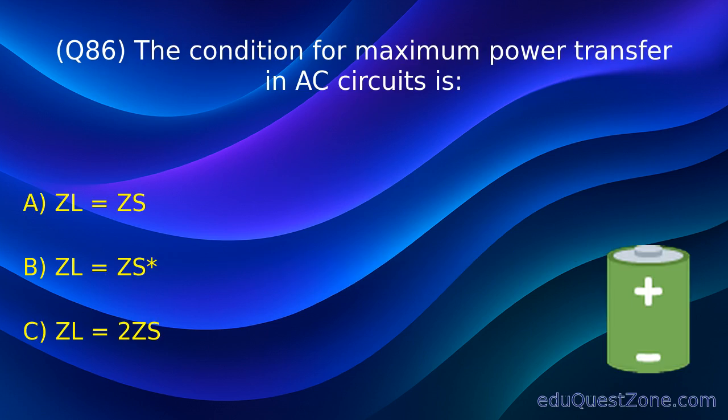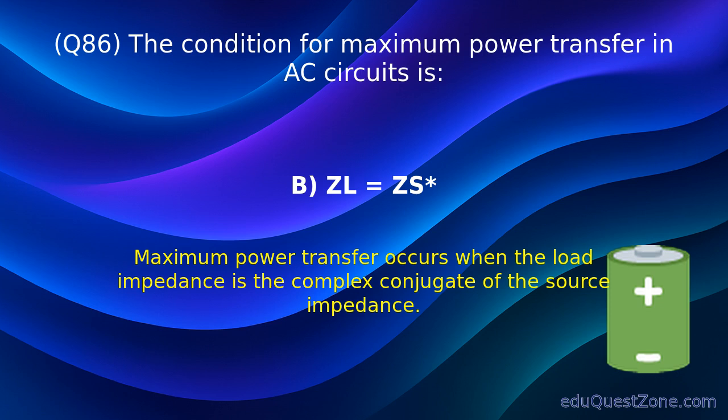Question 86. The condition for maximum power transfer in AC circuits is. The correct answer is B, ZL equals ZS. In AC circuits, maximum power transfer occurs when load impedance equals the complex conjugate of source impedance.